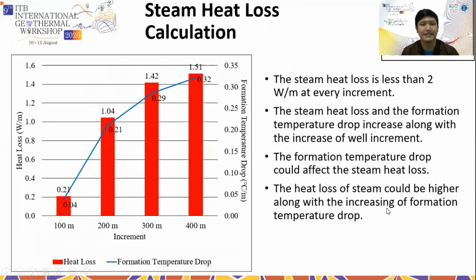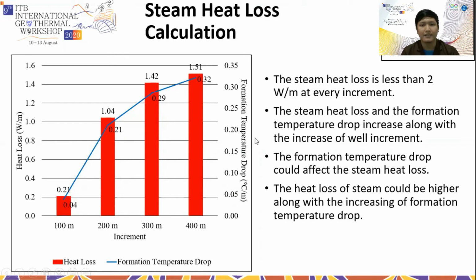And then this is the result of the steam heat loss calculation. From the graph of heat loss at every increment, the steam heat loss is less than 2 watt per meter at every increment, and the steam heat loss increases along with the increase of well increment. And then the formation temperature drop is also calculated in this research. The formation temperature drop increases along with the increase of well increment.